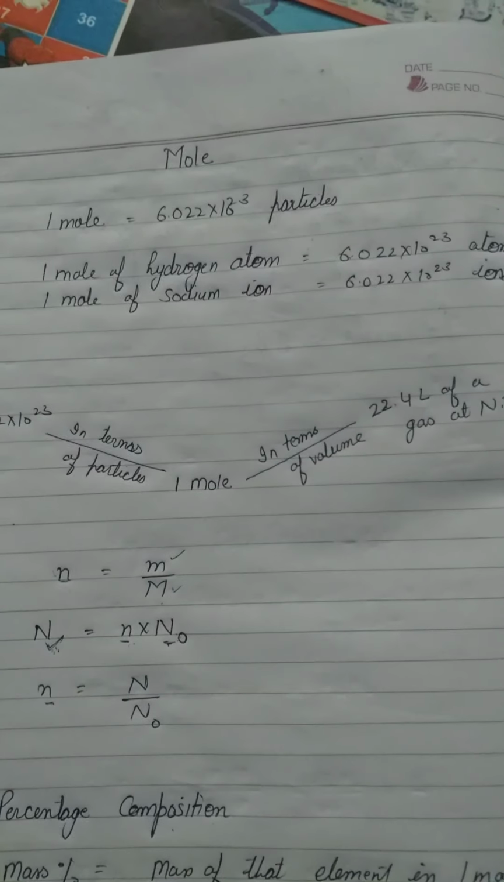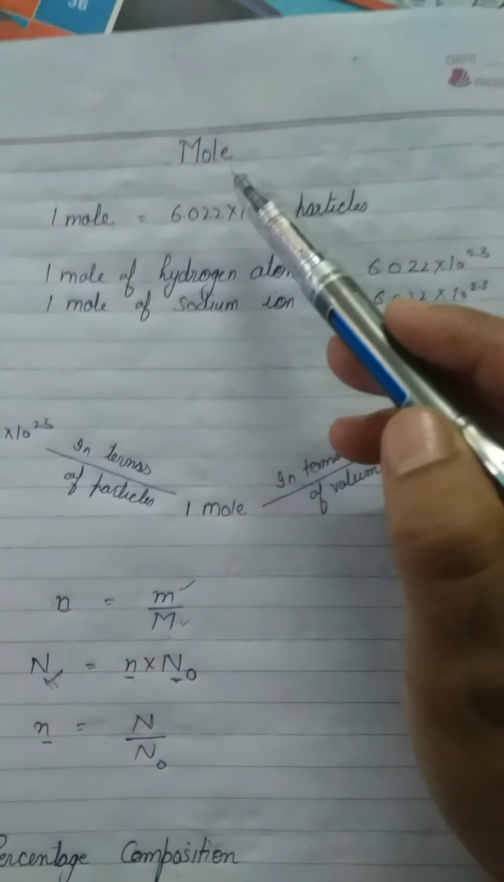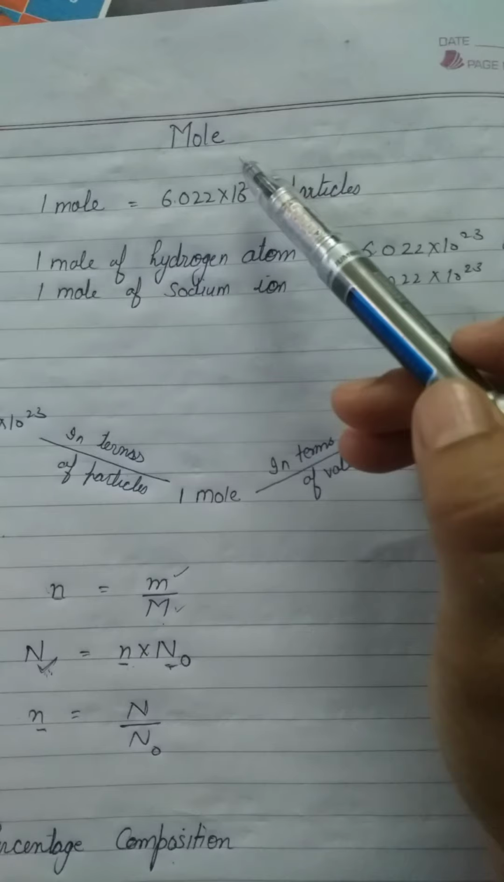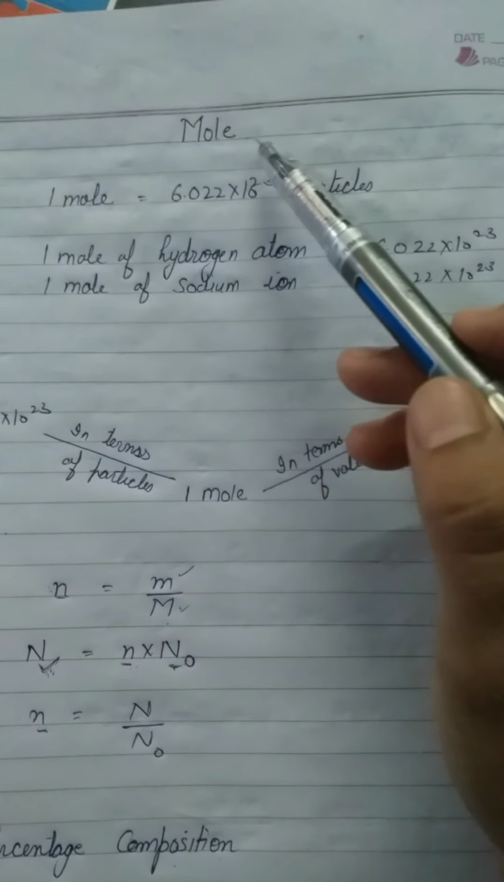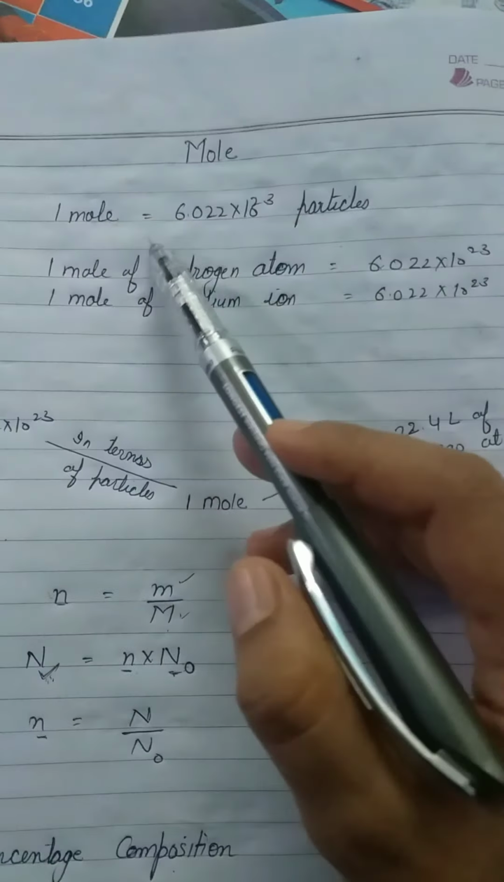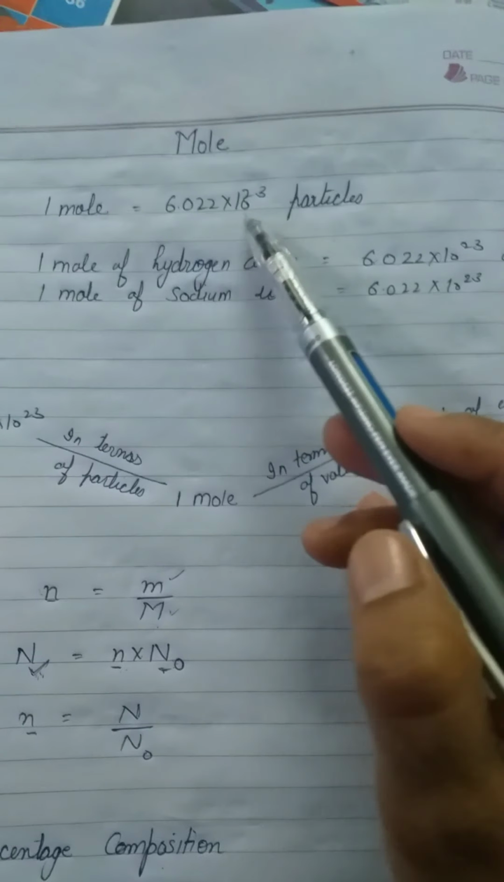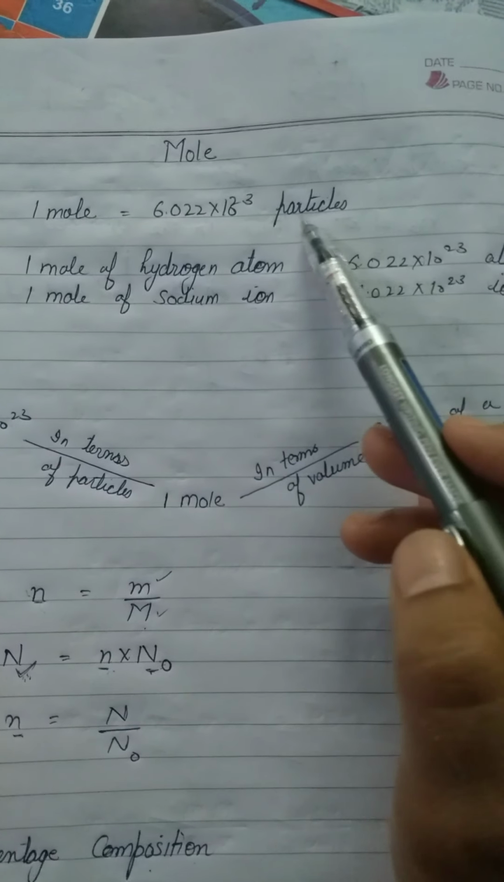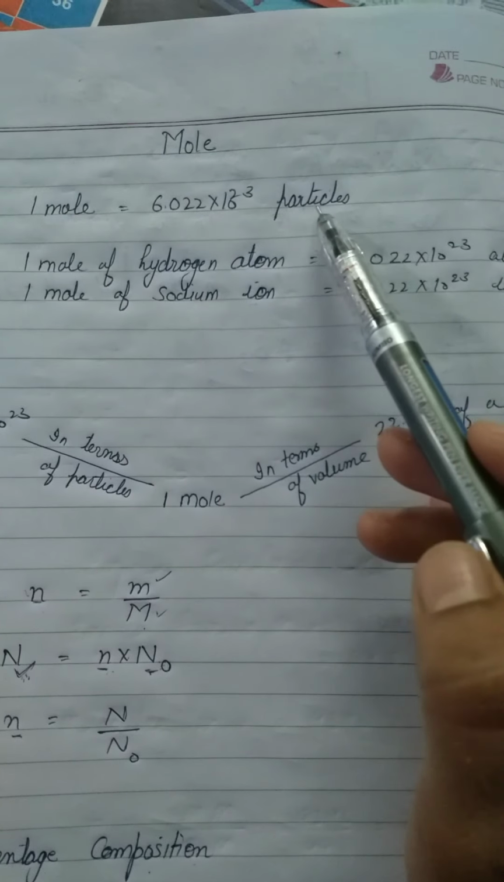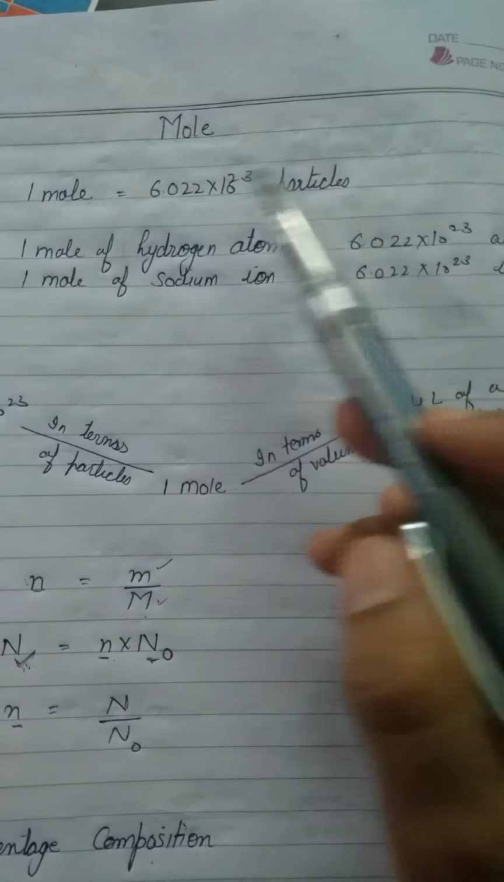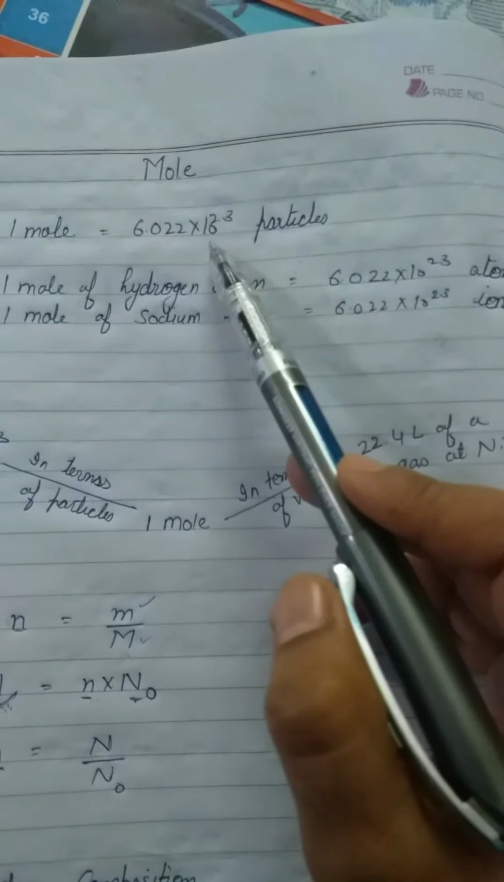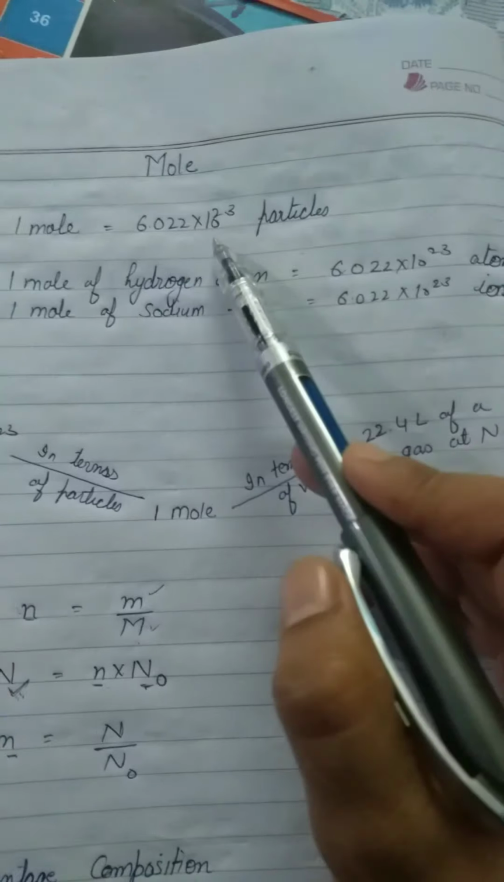Hello students, our today's topic is mole, right? If I am talking about the term mole, it is the unit for amount of substance, and 1 mole is equal to 6.022 × 10^23 particles. Now what are these particles? These may be atoms, molecules, or ions. And this constant is also known as Avogadro's constant.